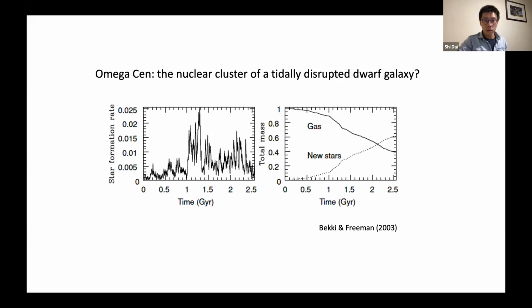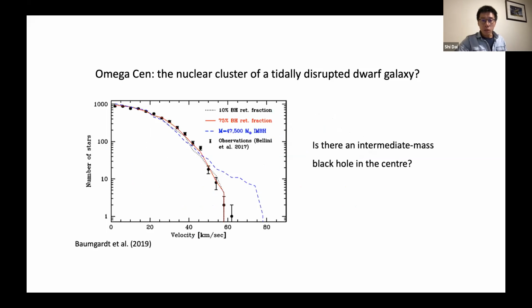Here I'm showing a plot from the classic Bekki and Freeman paper, where through simulations they show the star formation rate as a function of time caused by the interaction between the dwarf galaxy and the Milky Way, which I find quite fascinating. There are honestly too many exciting topics about Omega Cen.